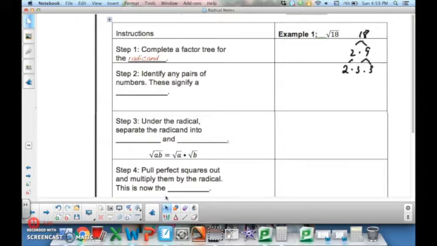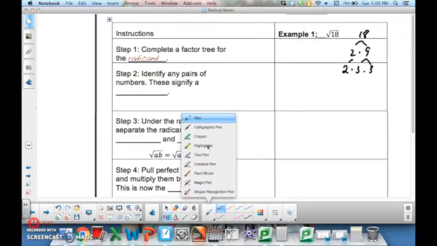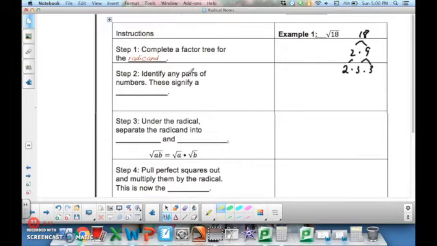All right, step 2, we're going to look at our prime factorization and identify any pairs of numbers. Let me find my highlighter here. We want to see if we can find any pairs of numbers, meaning the exact same number showing up multiple times. What that tells us is that we have a square factor. So in this case, I have a pair of 3s. They don't have to be right next to each other. If I had a 3 over here and a 3 over here, that's still a square factor. That's still a pair of numbers.